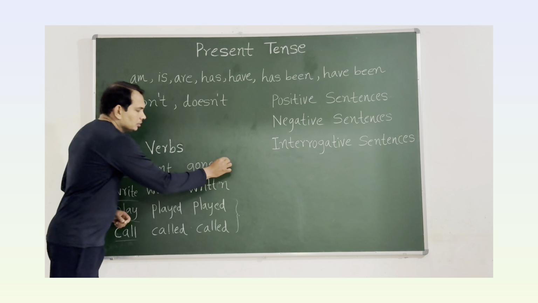We can also say first form of the verb, second form of the verb, and third form of the verb, or V1, V2, V3. It means verb form 1, verb form 2, and verb form 3. Present form of the verb, past form of the verb, and participle form of the verb.